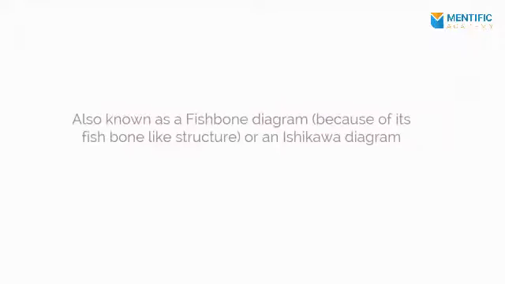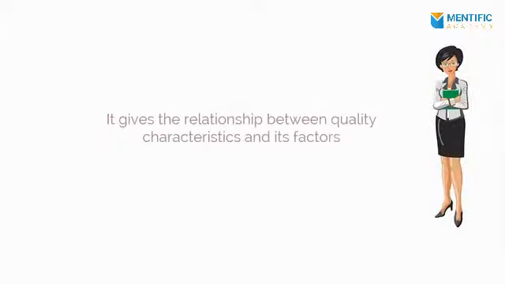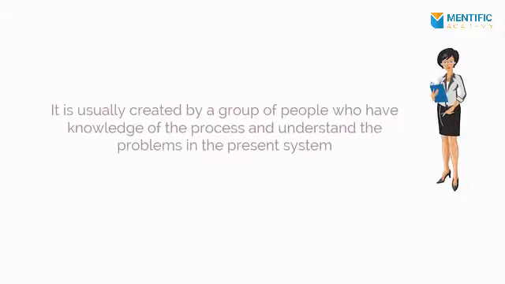This diagram is also known as a fishbone diagram because of its fishbone-like structure, and the Ishikawa diagram. It gives the relationship between quality characteristics and its factors. It focuses on the causes and not the symptoms. A cause and effect diagram is usually created by a group of people who have knowledge of the process and understand the problems in the present system.